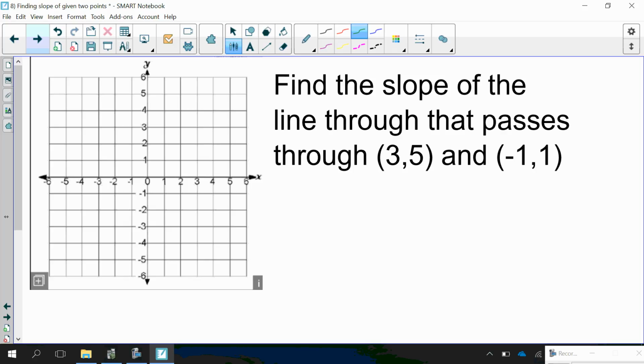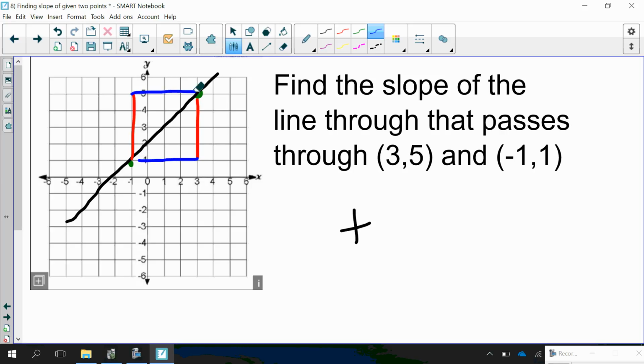Find the slope of the line that passes through 3, 5 and negative 1, 1. First thing we do is draw our line through. Is this positive or negative? It is positive. Very good. Now I'm going to draw my rise. So I could either make my rise right here, or actually I could make my rise right here. It doesn't matter which one you do. Both are correct. If I made my rise over here, I make my run here or my run here.